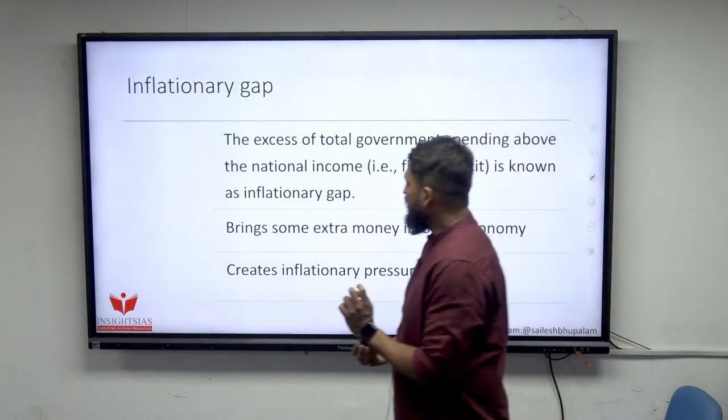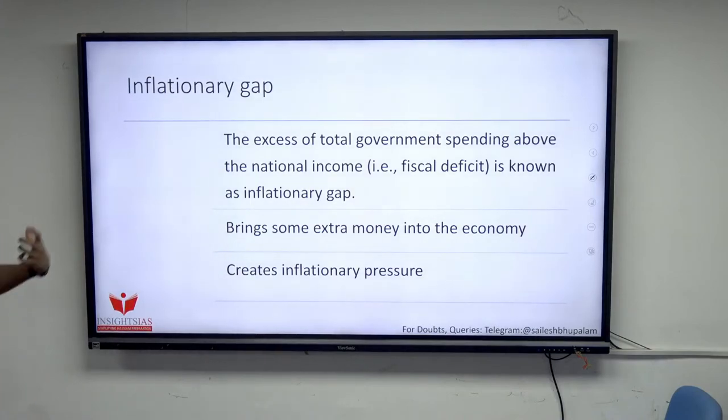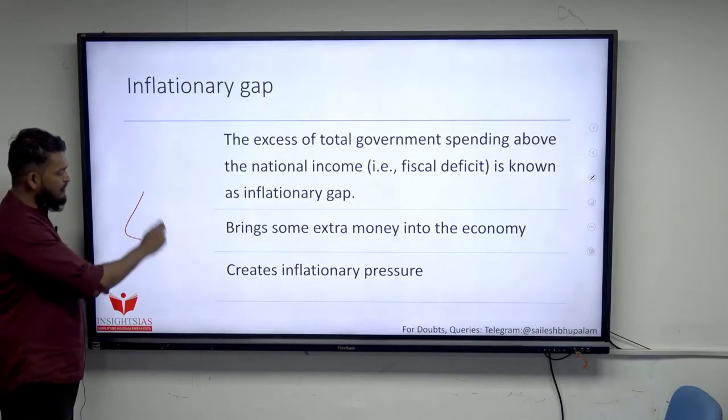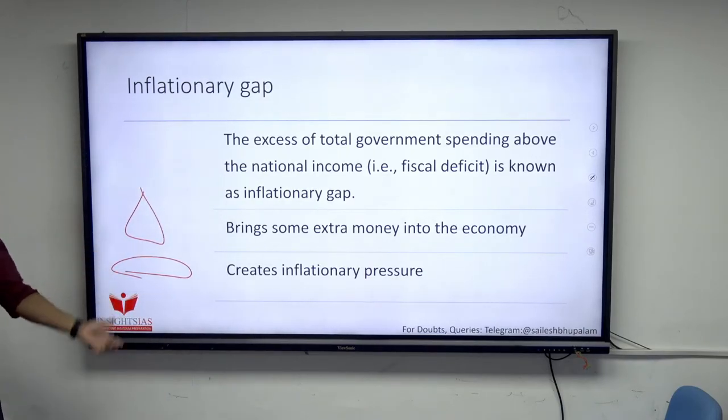Coming to inflationary gap and deflationary gap. This part is a precursor to fiscal policy, which we will start after this. So far we have seen monetary policy. Everybody is clear how monetary policy tries to control the economy. Fiscal policy means it is the government's policy.